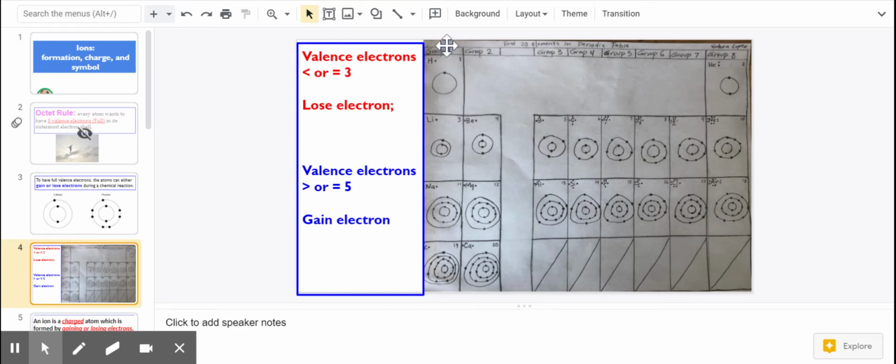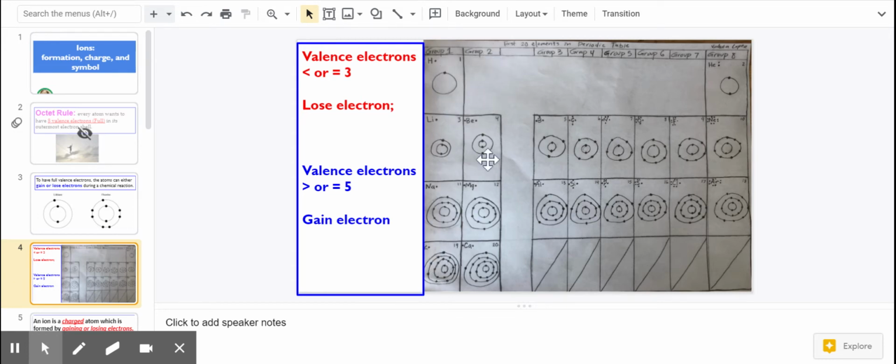Very good job. Group 1 has 1 valence electron. All the elements in group 1 have 1 valence electron. When it has 1, it's very easy to give away. We're going to learn about the chemical reaction part and how easily they react. They are very reactive. They can react quickly and easily.